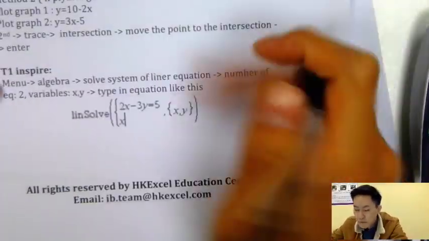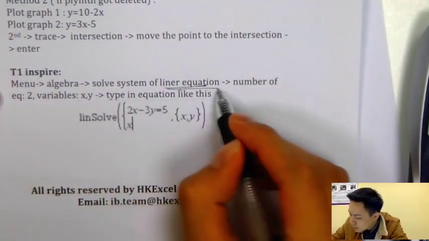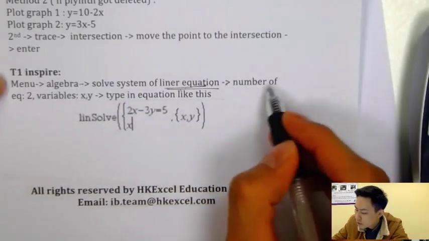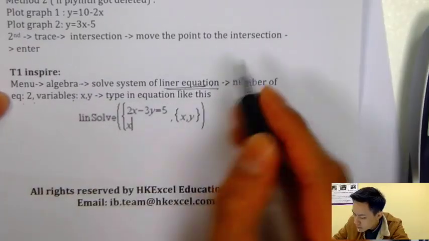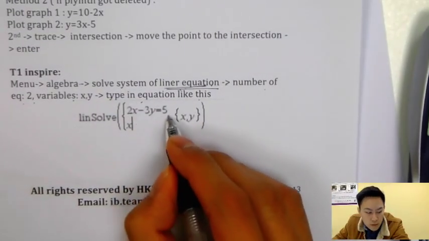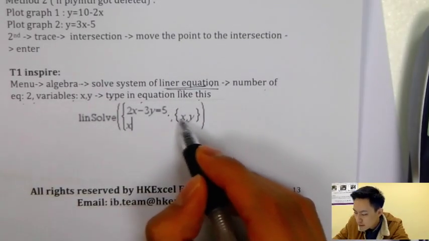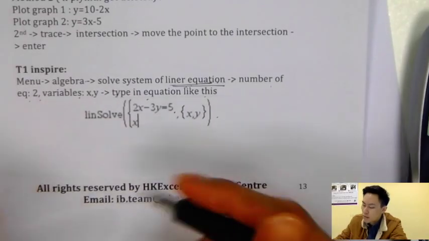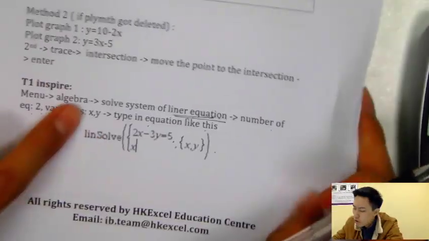Okay, but for TI-Nspire, you have to go to menu, algebra. Okay, solve system of linear equations. So number of equations, 2 variables x and y. You have to type all this in. So type in the equation like this. So 2x minus 3y equals 5, and this is the x, right? And then x, comma, y. Then press enter. You will be able to solve the answer. Okay, so you can see TI-Nspire is very hard to use.